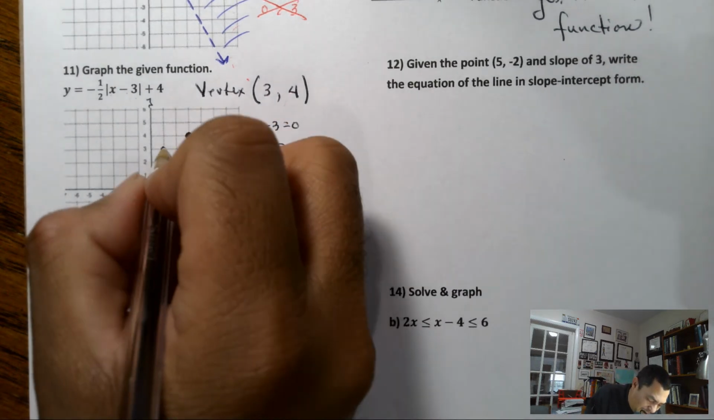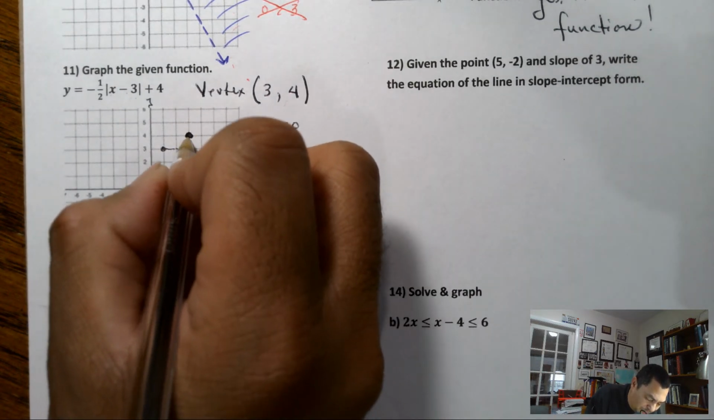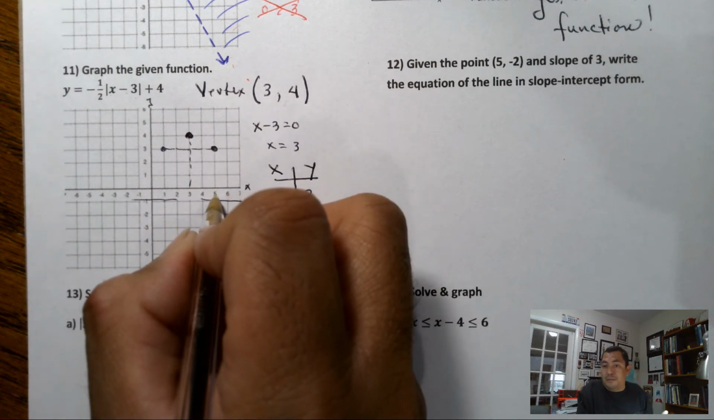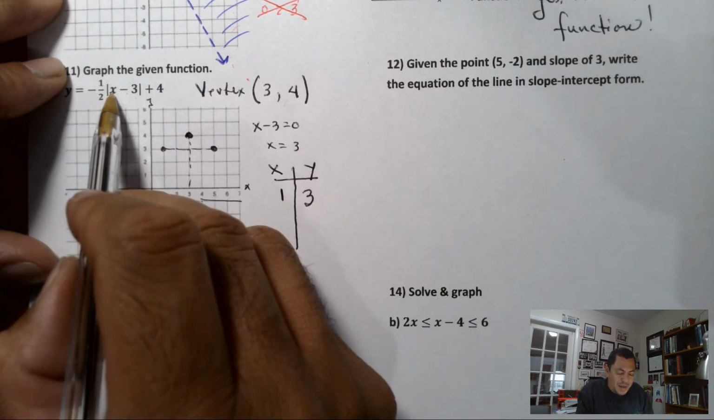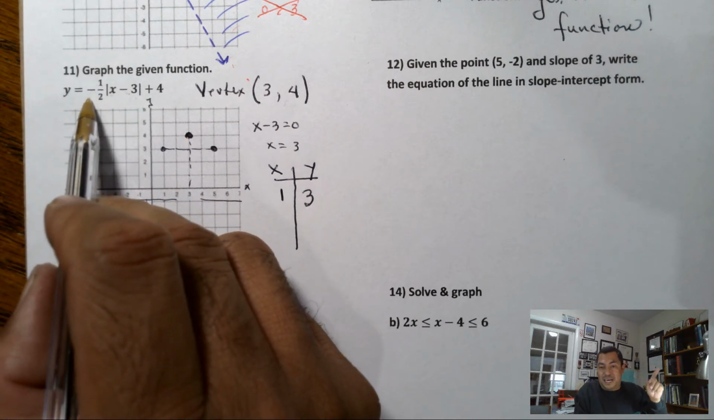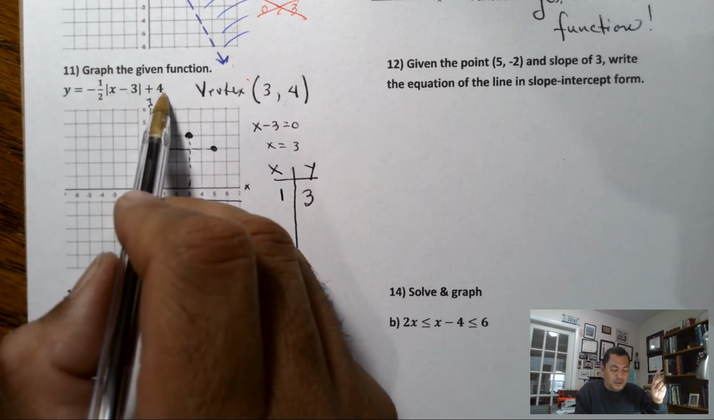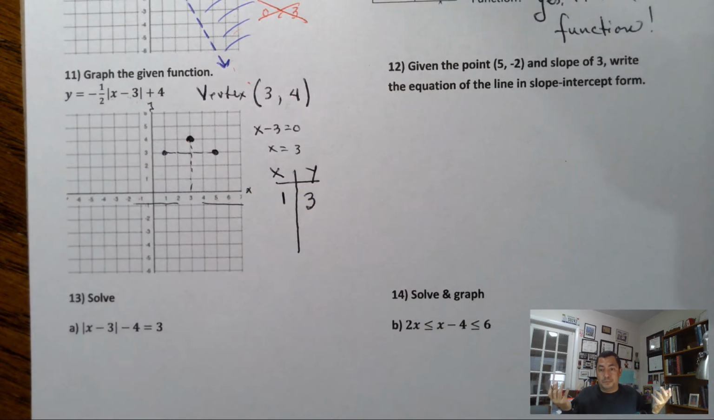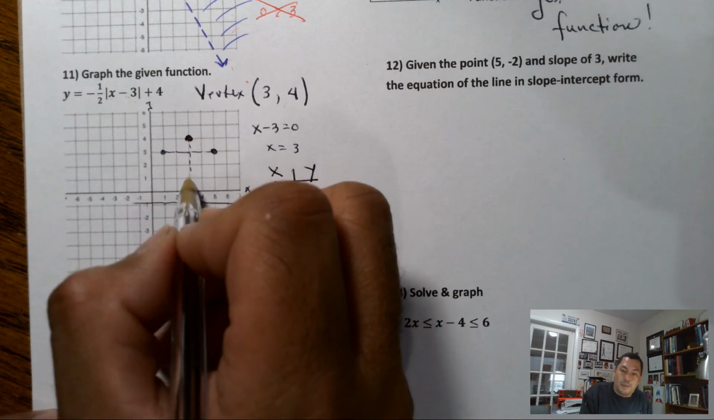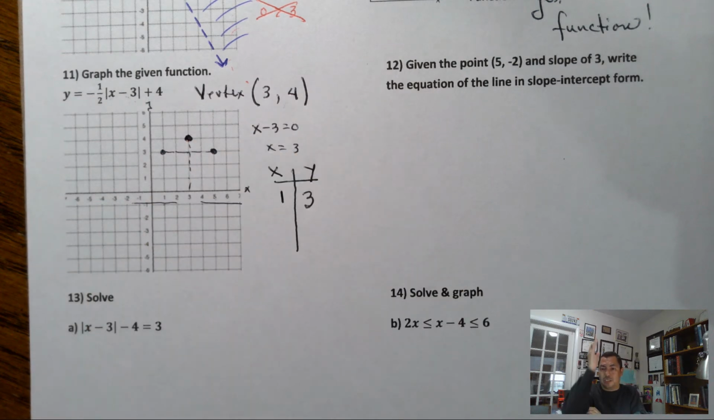So if I have 2 units from the vertex, 1 to the other point goes here. If I choose 5, 5 minus 3 is 2. Absolute value of 2 is 2. 2 times negative 1/2 is negative 1. 4 minus 1 is 3. It's the same point, so it will be 5 and 3. The reason why I use the vertex is because the vertex cuts the graph in equal size.